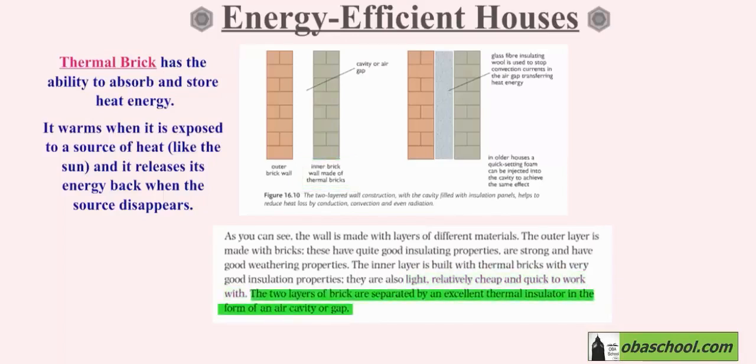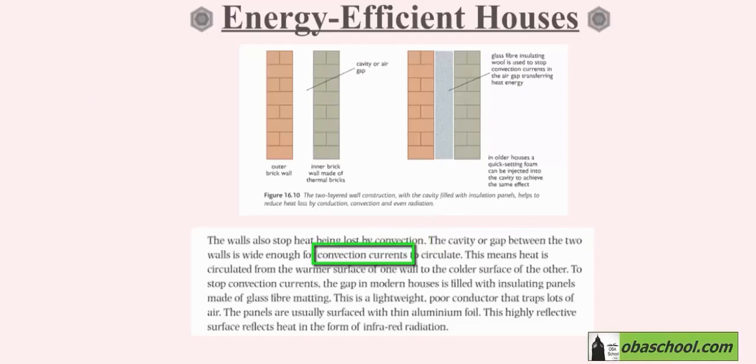The two layers of brick are separated by an excellent thermal insulator in the form of air, a cavity, or gap. And so, as you can see, this gap in the middle is what separates the two layers, and it is a highly reflective surface. Now, let's talk about the convection currents.